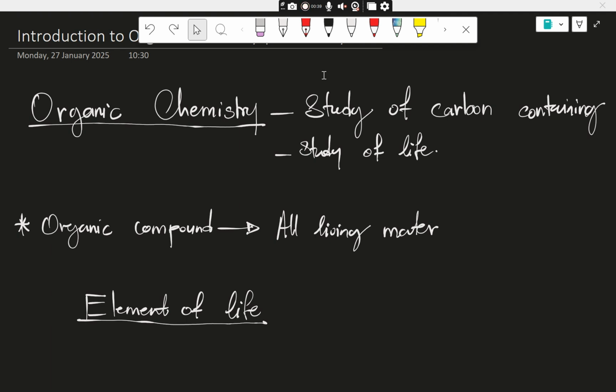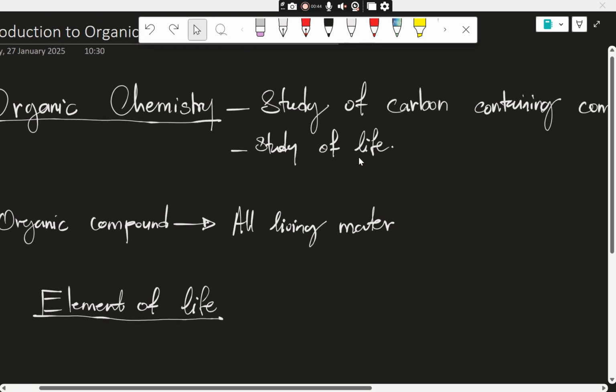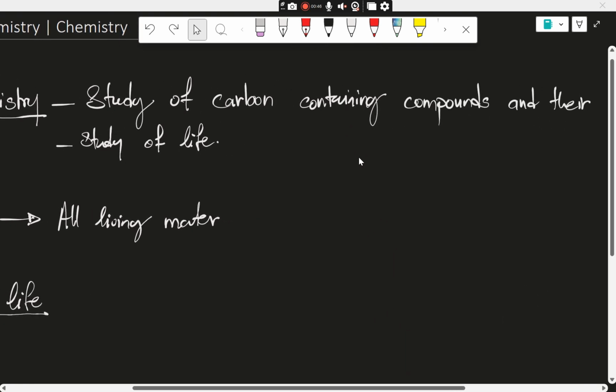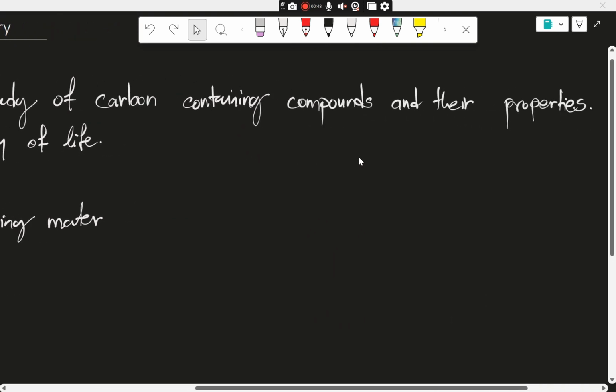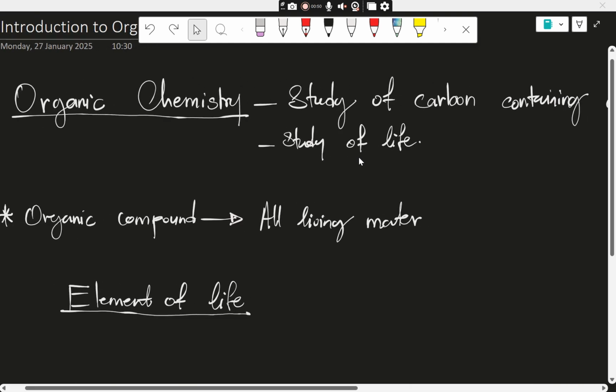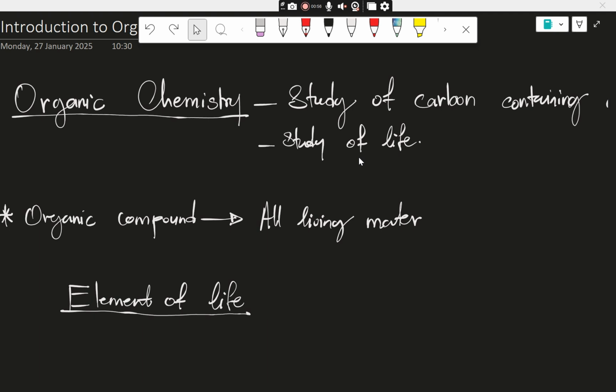So let's just get to it, right? Organic chemistry is the study of carbon containing compounds and their properties, right? So this is essentially the study of life. Why is it the study of life? Because organic compounds, which are the carbon containing compounds, are found in all living matter.